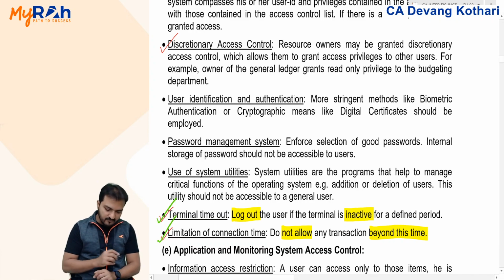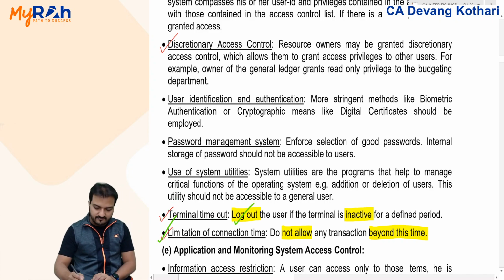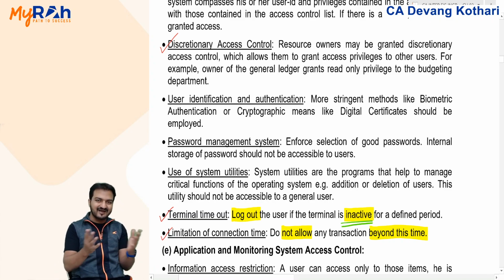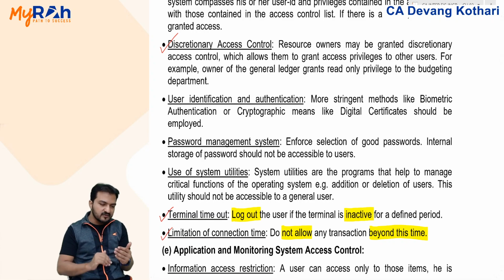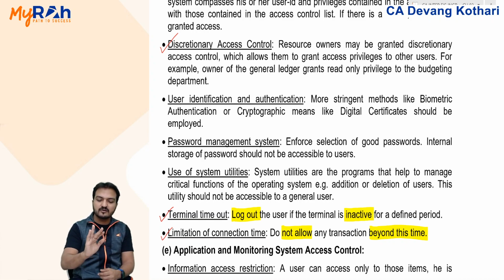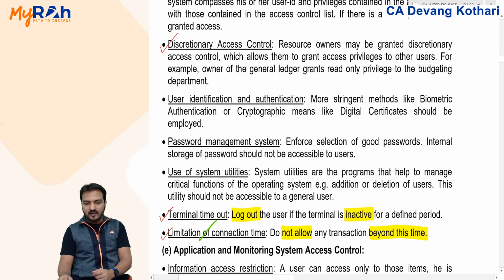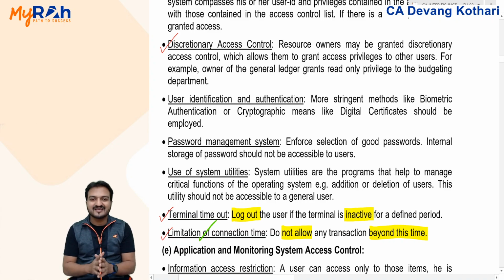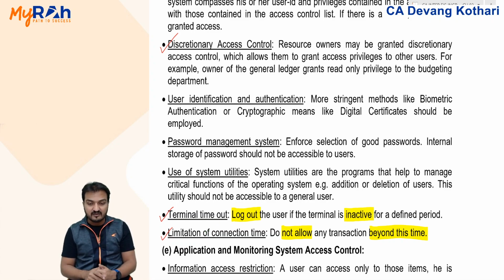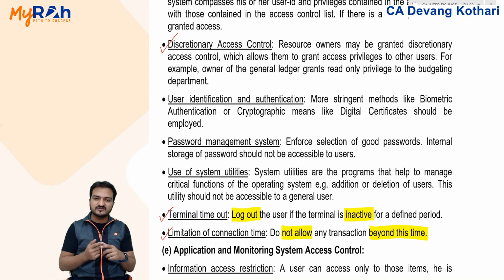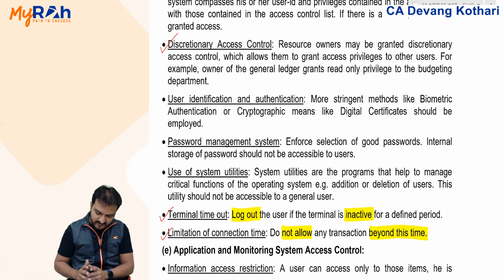Terminal timeout and limitation of connection time. Terminal timeout says that it will log out the user if the terminal remains inactive. When you're doing an internet payment, if you sit idle for around 3 to 5 minutes, they will tell you session timeout, or it will automatically log you out of the system. That is terminal timeout. And limitation of connection time says that after a certain specific time, connection will not be permitted. For example, the OTP you get on your phone is generally valid for only 5 to 10 minutes. So that is limitation of connection time.